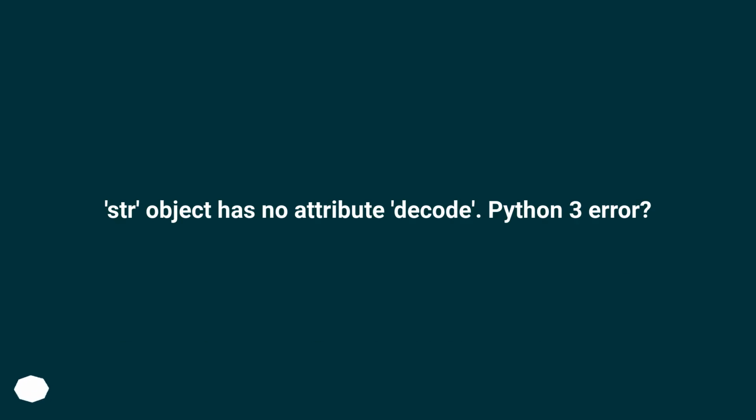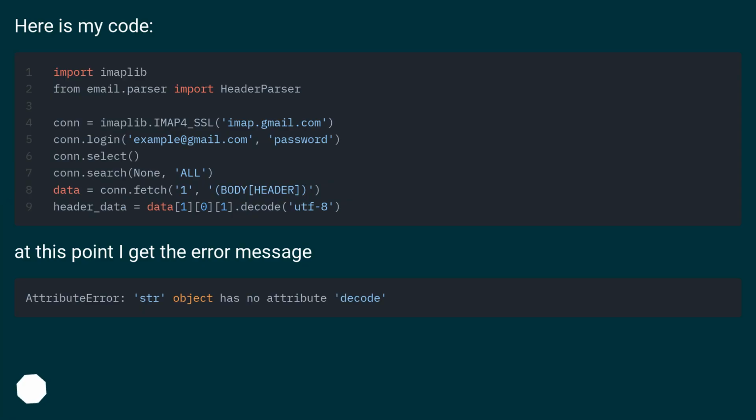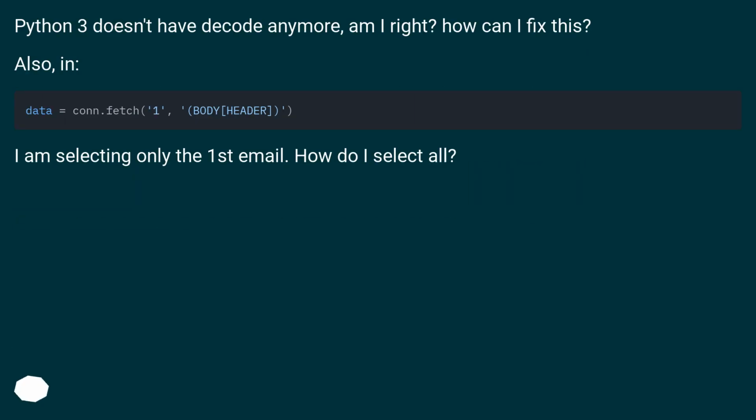str object has no attribute decode. Python 3 error. Here is my code. At this point I get the error message. Python 3 doesn't have decode anymore, am I right? How can I fix this?